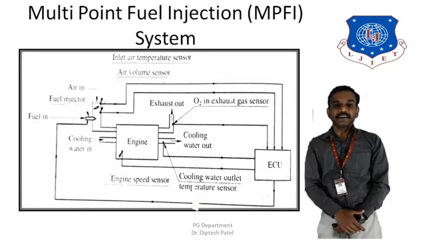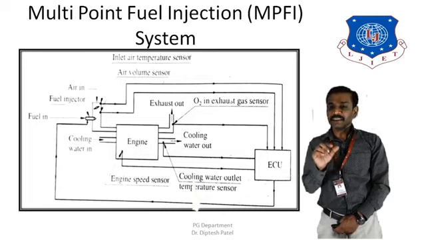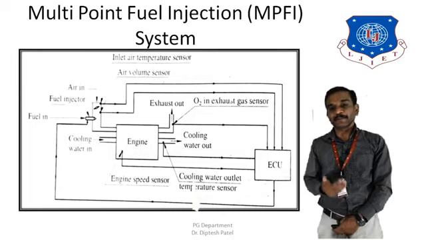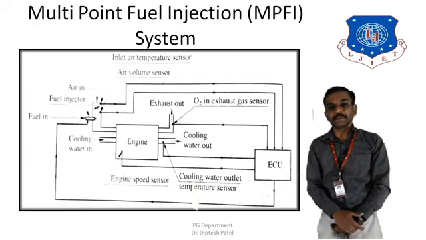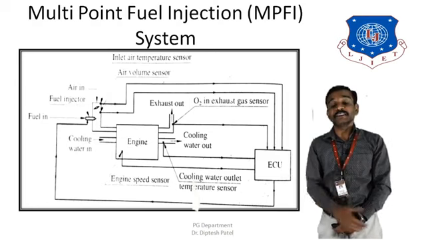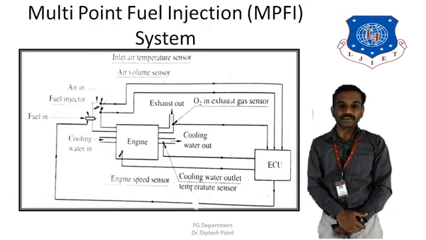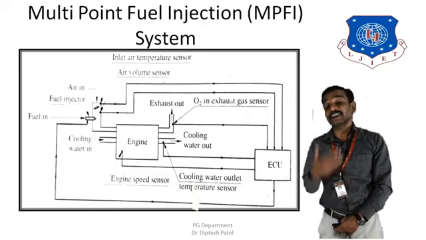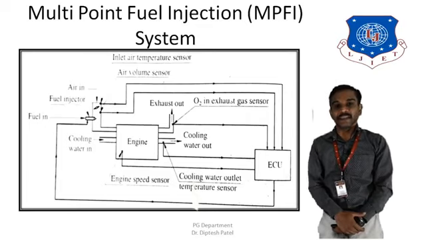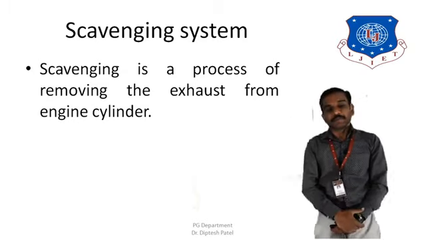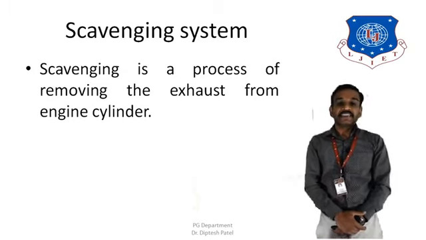So basically this is a very precise fuel injection system as compared to the previous ones, such as the carburetor and different types of carburetor. It provides more precise information and optimizes the consumption of fuel, enhancing the overall efficiency of the engine. Now let's move forward to the next topic, that is the scavenging system.